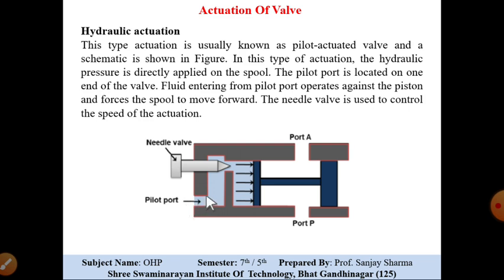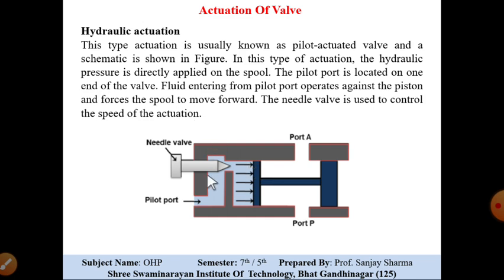force or hydraulic pressure, which is directly applied on the spool of the dark blue colored device. There is a piston with connecting rod on both sides. This device is termed as the spool. So the direct hydraulic force is applied on the spool. The pilot port is located on one end of the valve.